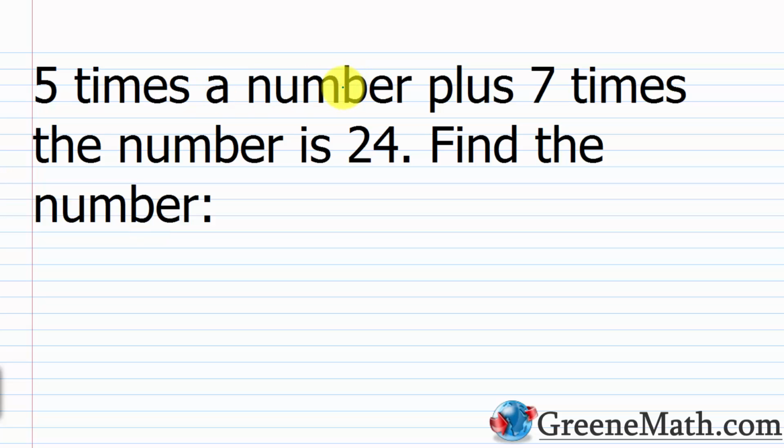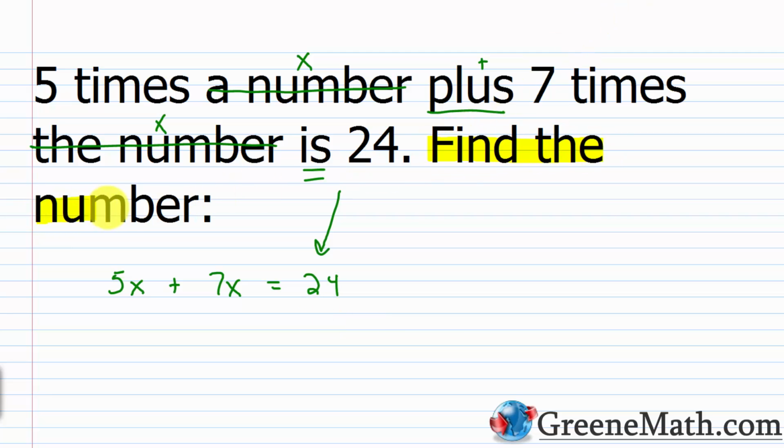So the first thing I like to do when I encounter these is I represent a number, or the number, or whatever it is that's unknown, with a variable. So let's just put x there. So 5 times x is 5x. Plus means to add. 7 times x. Means equals, and then 24. Very, very simple once you do that. So I've just translated this to this. And now that I have an equation, it's very, very easy to solve and find the number, okay?